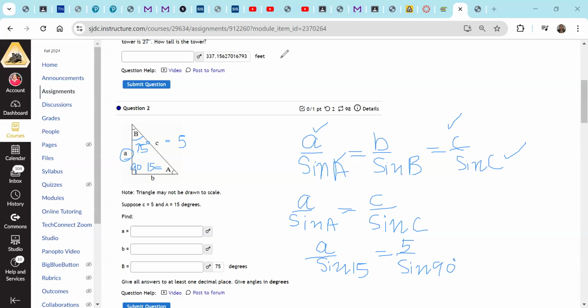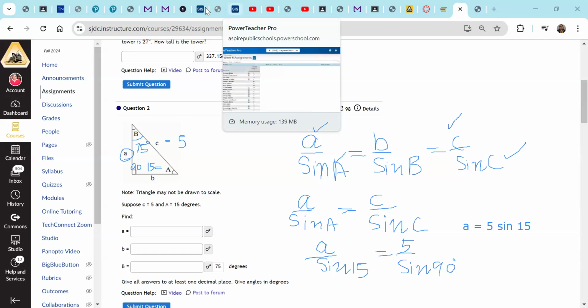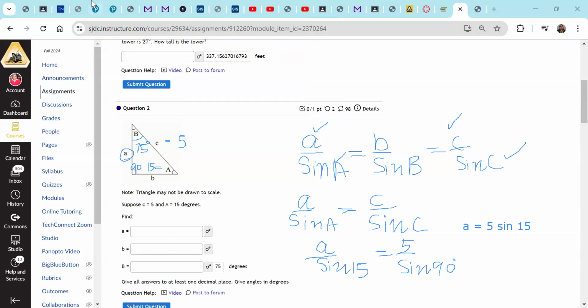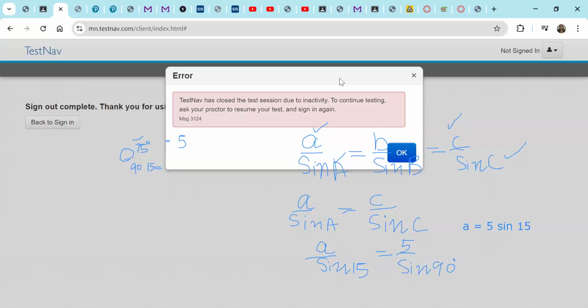So A would be equal to 5 times sine 15 on the calculator. If you go to the calculator now and calculate 5 times sine 15, because I cross multiplied here, sine 90 is 1. And if we use the calculator, which I was using earlier, you can use Desmos or your own calculator. I'm going to use Desmos here. My calculator logged out.